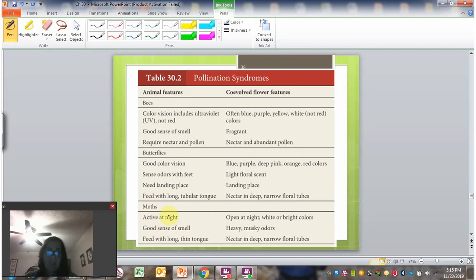Moths are active at night. They have a good sense of smell, and they also feed with a long, thin tongue like butterflies. So they need flowers that open at night and that they can see in the darkness, so generally white or bright colors like yellow. They have a preference for heavy musky odors rather than floral scents. And they also need nectar in deep, narrow tubes because of their tongue.